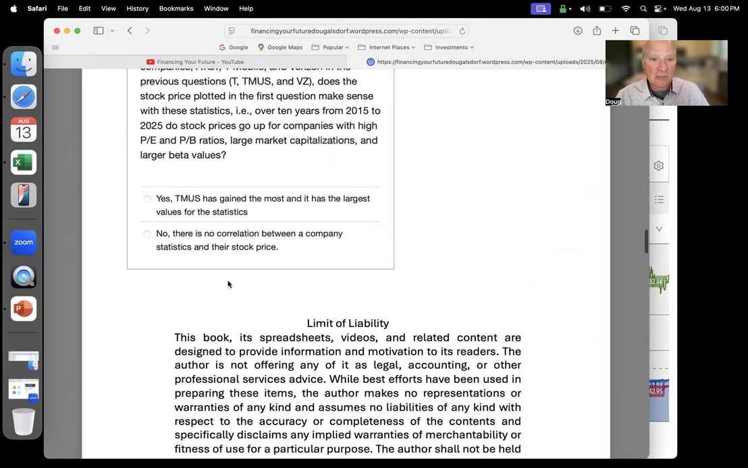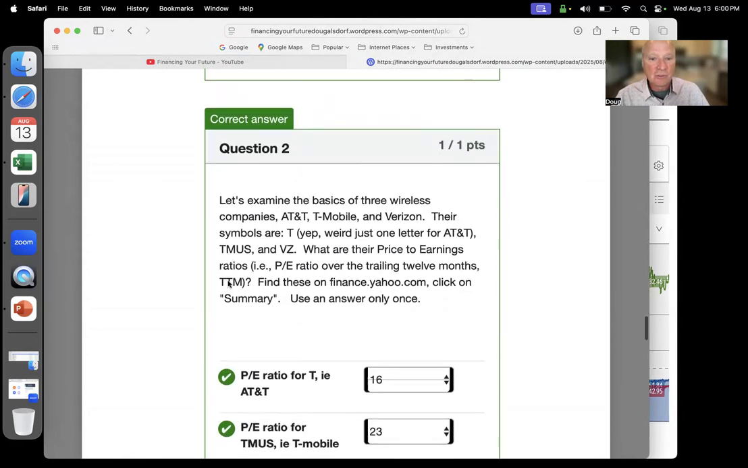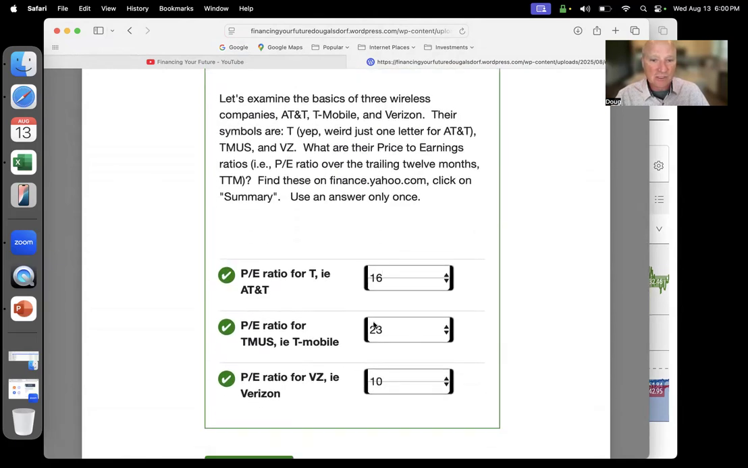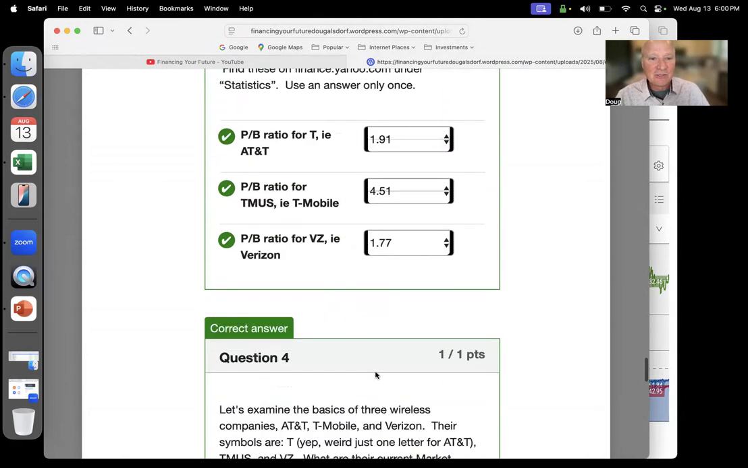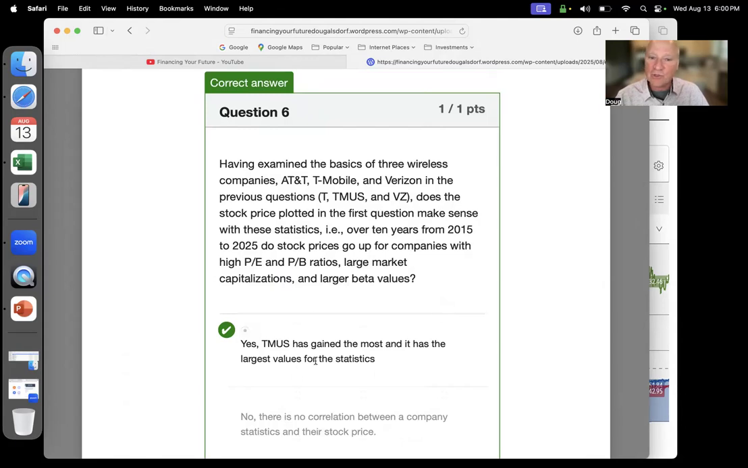Let's scroll down and check our answers for question 2 and question 6. Here's question 2, and we said 16, 23, and 10. And yeah, that's what we wrote down, so that's good. And then scroll down to the bottom down here for question 6. And yeah, T-Mobile has gained the most, and it makes sense given those statistics.